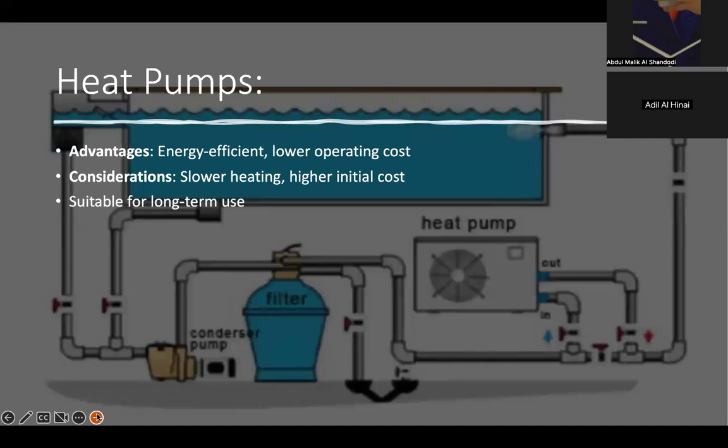The last one is heat pumps, which extract heat from the ambient air using a refrigeration cycle, similar to an air conditioner in reverse. This heat is then transferred to pool water. It's ideal for year-round use and in moderate climates. Its advantages are low energy consumption, a longer lifespan between 10 to 20 years, and energy efficiency at temperatures above 50 Fahrenheit. It has some disadvantages: a slow heating rate, high initial cost, and less effectiveness during cold weather.